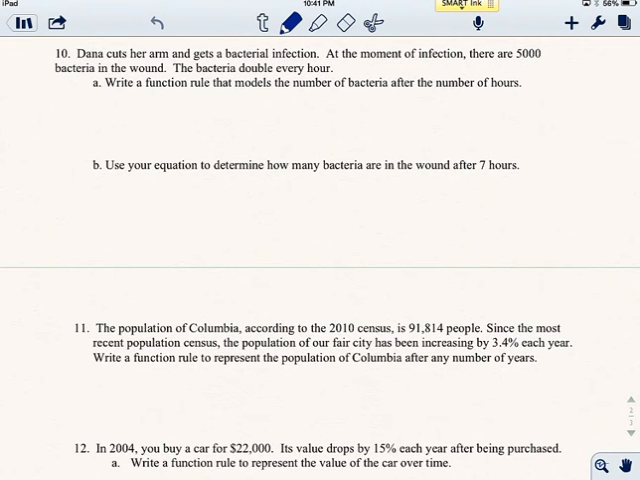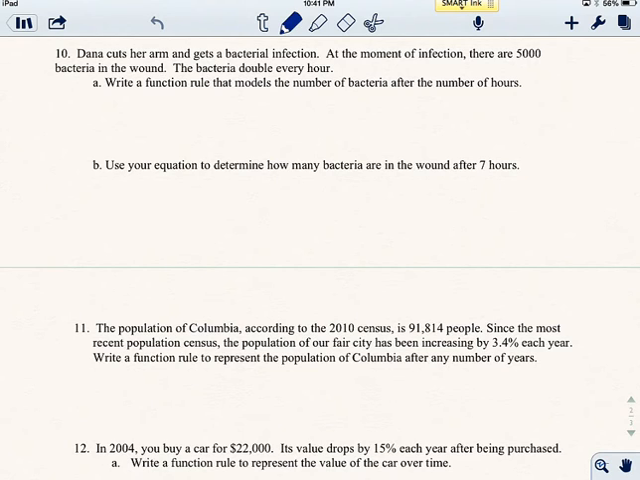Okay, guys, we're going to take a look at number 10 here. Number 10 says this is a word problem. Dana cuts her arm and gets a bacterial infection. At the moment of infection, there are 5,000 bacteria in the wound. The bacteria double every hour. So, it wants us to write a function that models the number of bacteria after the number of hours.